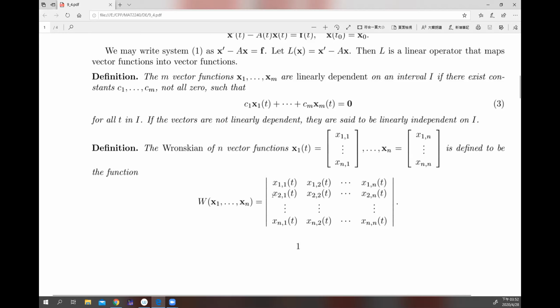So the Wronskian here is a little different than the ones that we saw in 9.1. In 9.1, we were looking at the first row being the function, and then the second row the first derivative, second derivative, and so on. But here each column has a different vector function, and then the Wronskian is just the determinant of that.